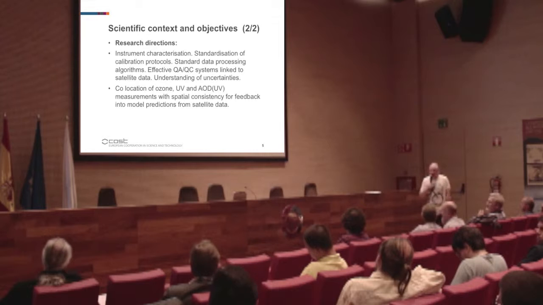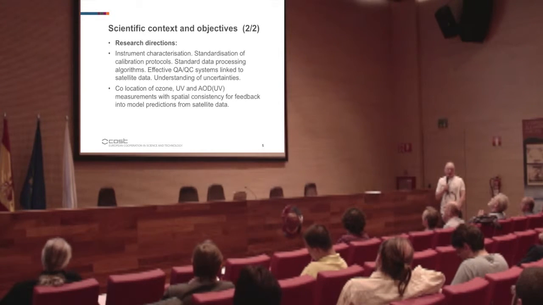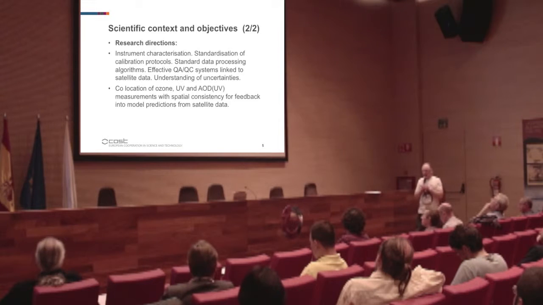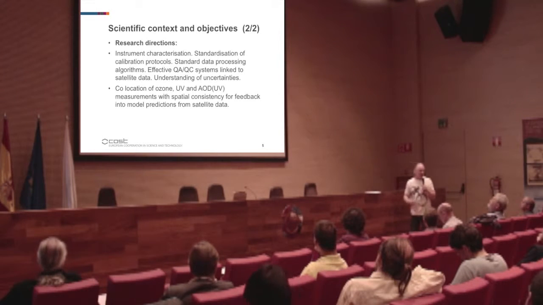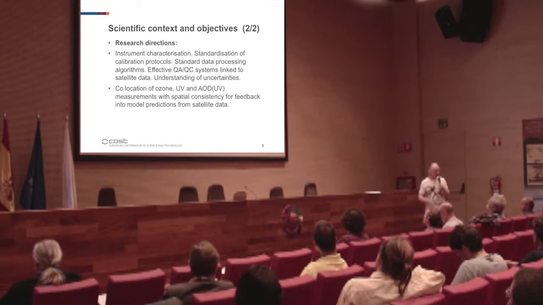So our research directions begin by looking at the characterization of the instruments. Within the Brewer spectrophotometer, there are many components. These components don't always work maybe the way you think they do. Such things as neutral density filter might not be quite neutral. It might have a wavelength dependence.